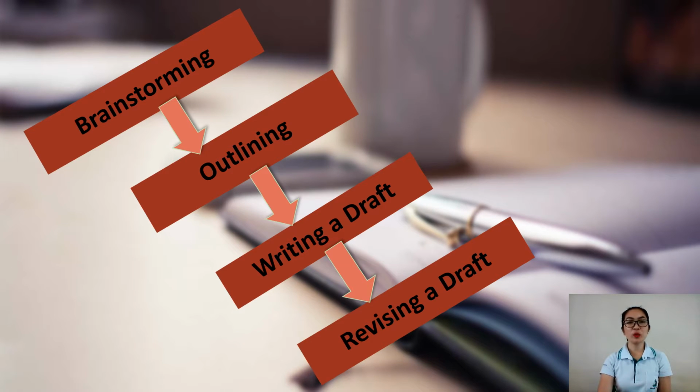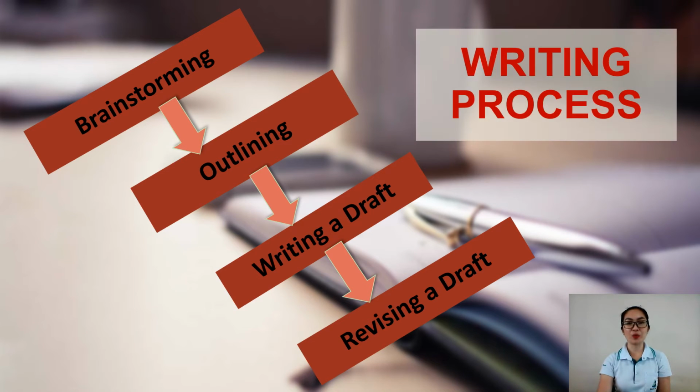So since we will be writing a paragraph, let's review first our writing process. Again, it involves four important steps. First is brainstorming, second is outlining, third is writing a draft, and finally revising a draft. But in this lesson, we will only be doing until writing a draft. So first, let's begin with brainstorming.